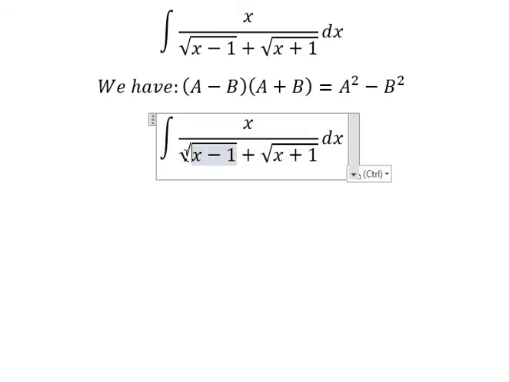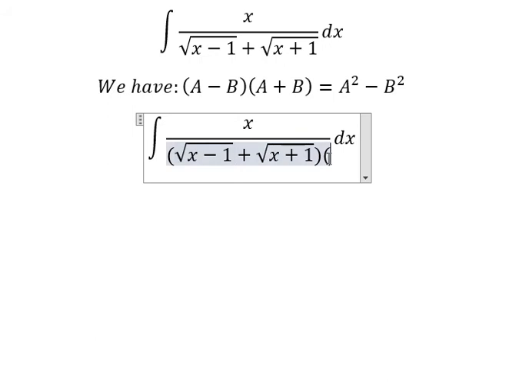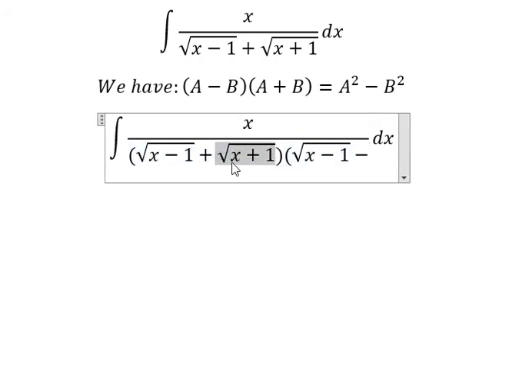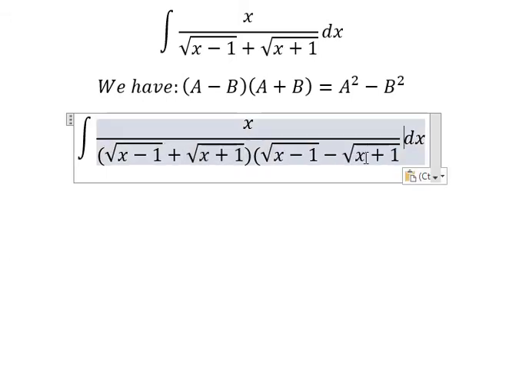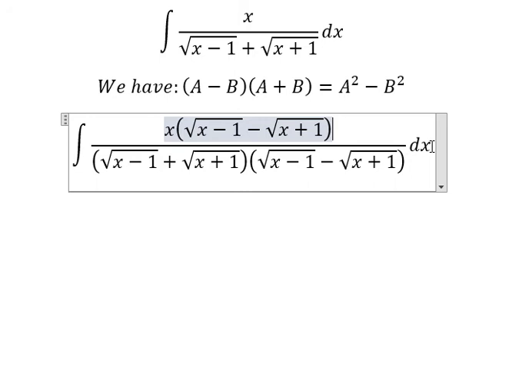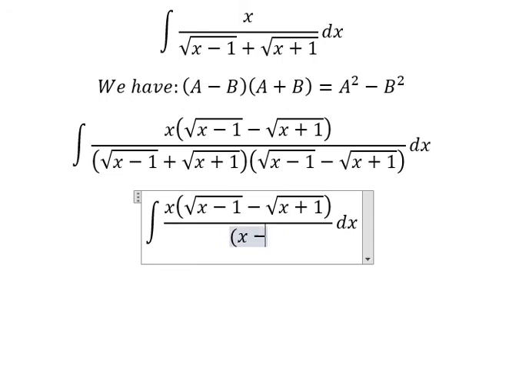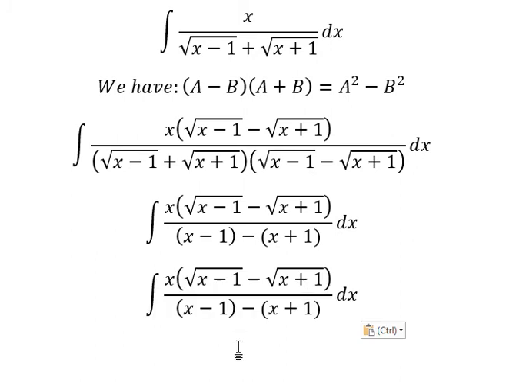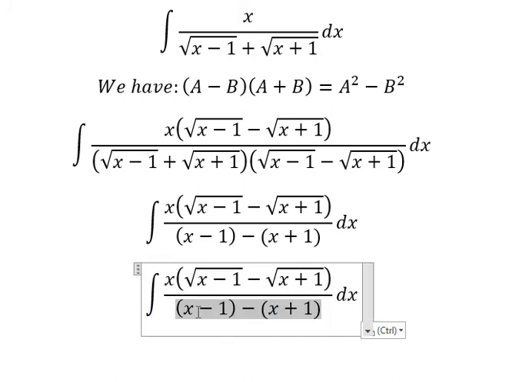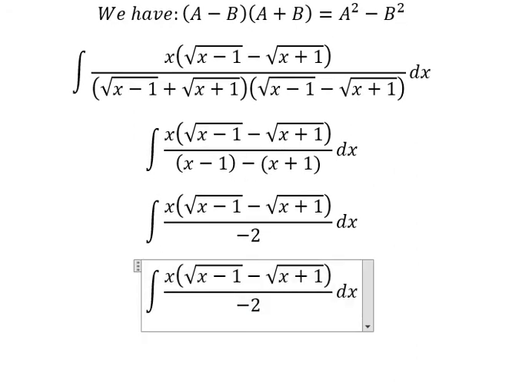So we need to multiply by the square root of s minus 1 minus the square root of s plus 1 on numerator and denominator. So for this one, we have s minus 1 minus s plus 1. So negative number 1, negative number 1, we have negative number 2. So I will put negative number 2 go outside.